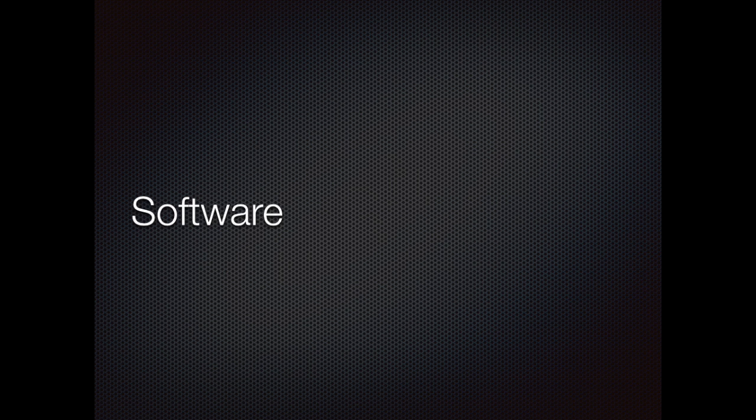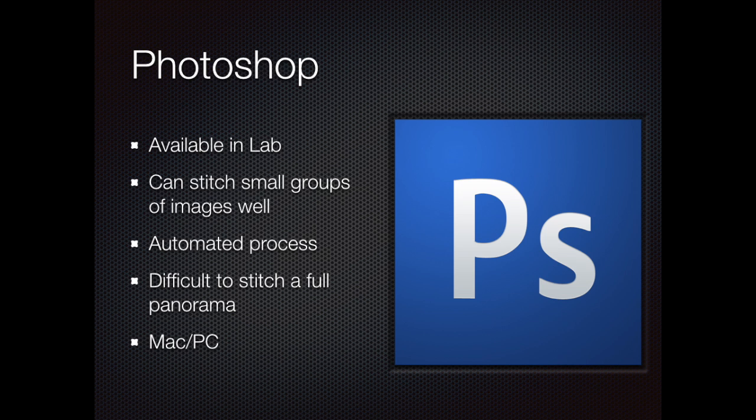So how do we go about processing these images? How do we stitch them together? What options do we have? First option is Photoshop, which is available on all the lab computers. If you have a small group of overlapping images, Photoshop is fantastic at stitching them together. If you have a full 360 with 67 images or whatever, Photoshop's not going to do a very good job. It'll get some of it, but it's much better in a smaller group. So you want to be thinking small group for Photoshop.